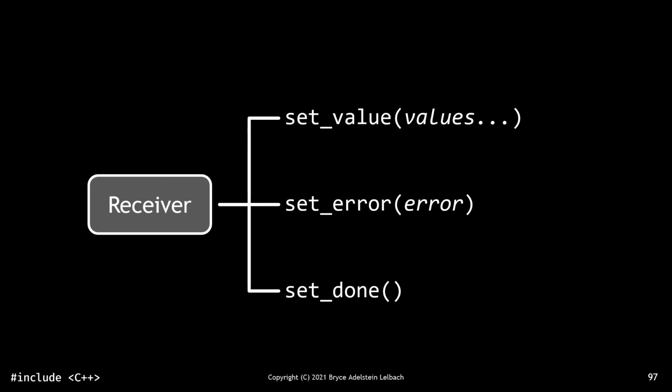This is distinct from the error channel because cancellation is not an error. It may happen during the course of normal operations. Each sender notifies its attached receivers with one signal, meaning only one of the three channels is invoked. Now, let's look at how senders and receivers are hooked up to each other.